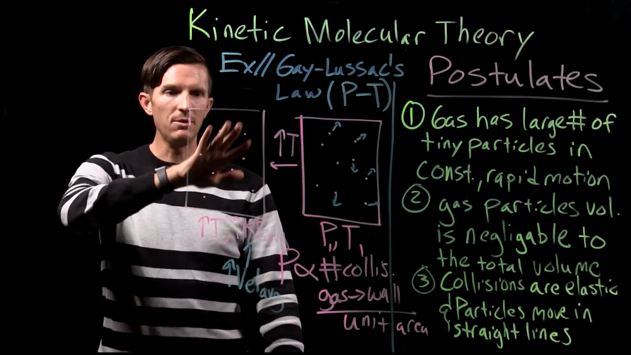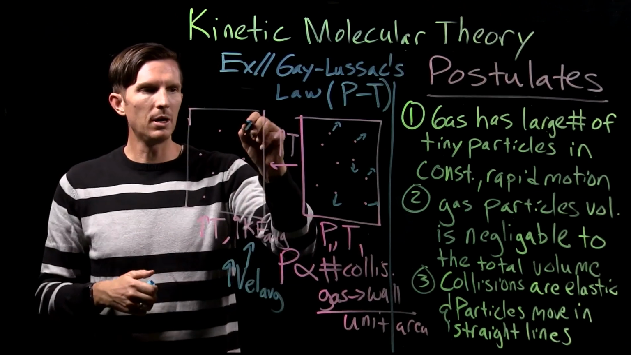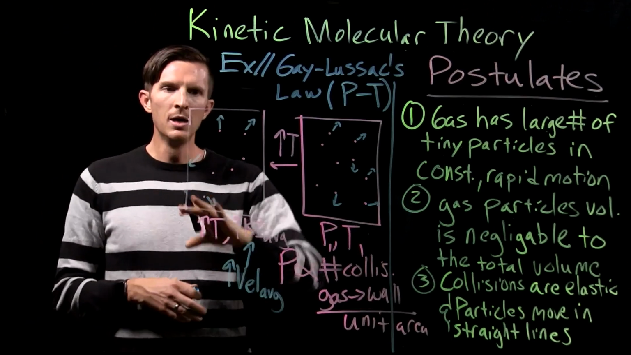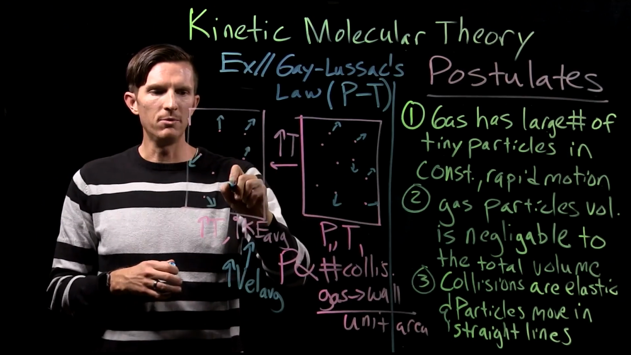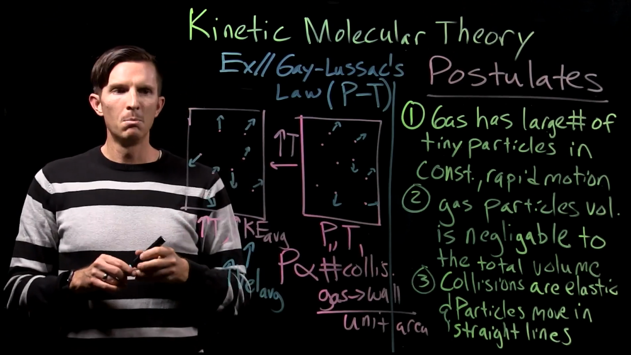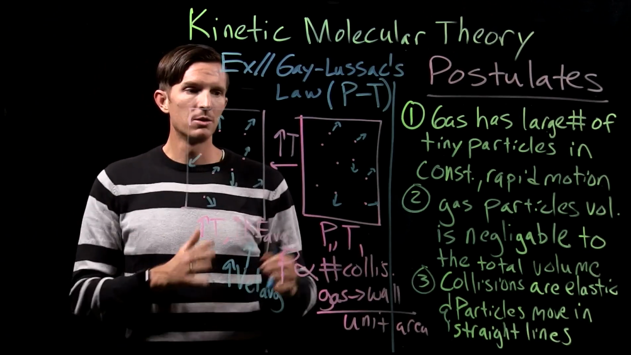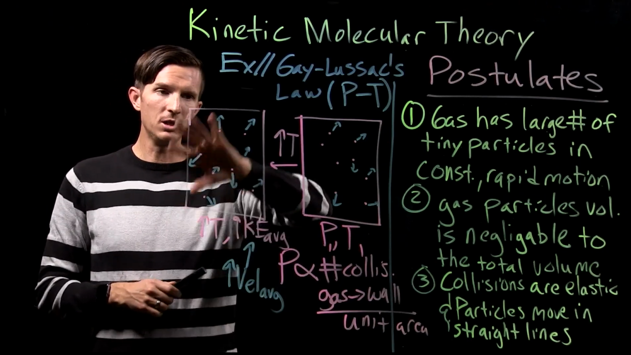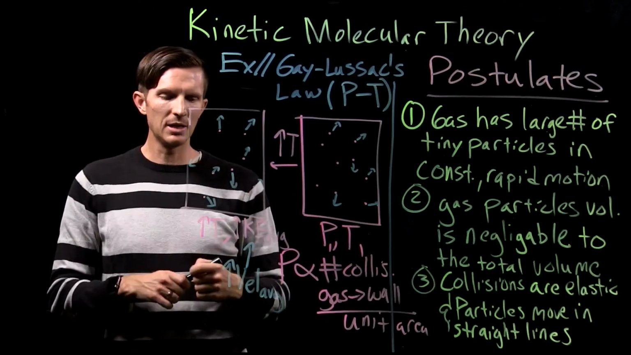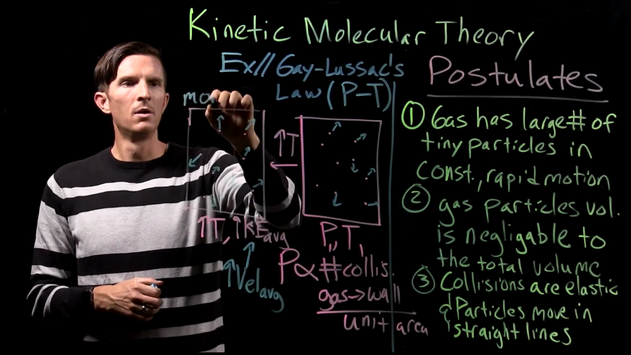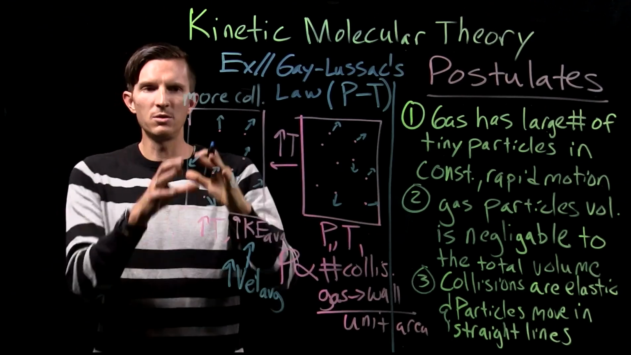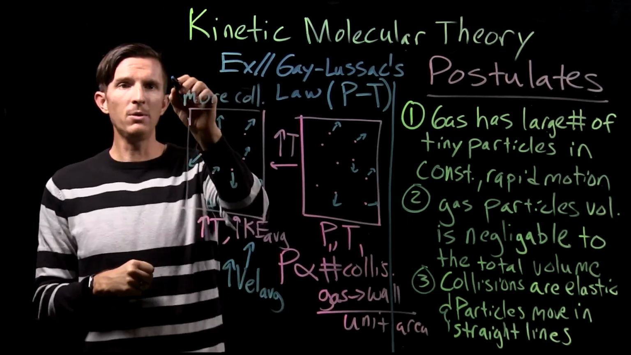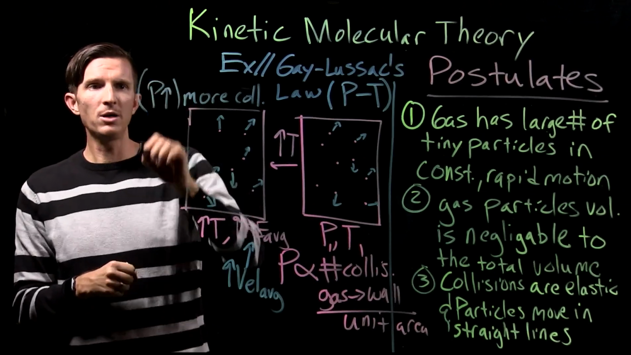And so now we have an increase in the number of collisions with the wall because our particles are moving faster. Some are moving really fast, some are moving a little bit slower, but on average, they're all moving much faster. So as we've increased temperature, we have a higher average velocity of all of our particles. What that means is that we are going to have more collisions with the wall of the container. Since we have more collisions with the wall of the container, that would tell us that our pressure would be higher.